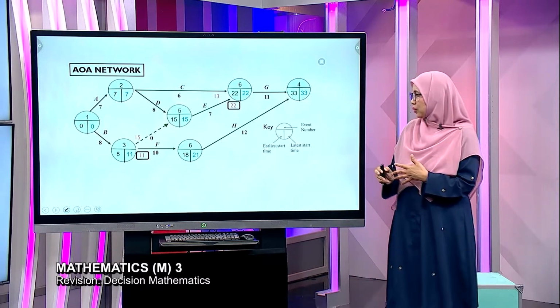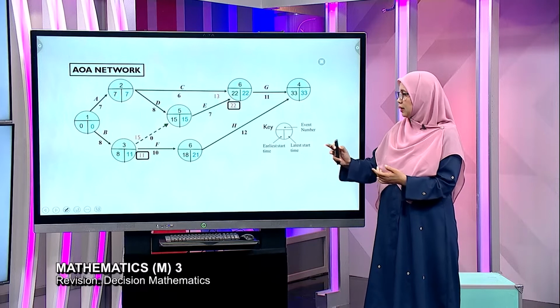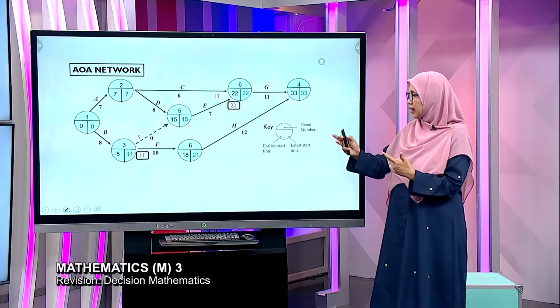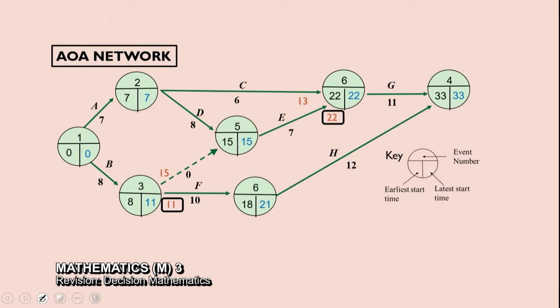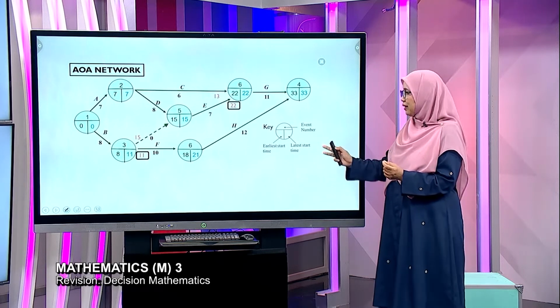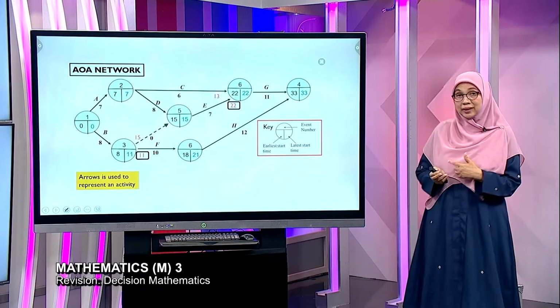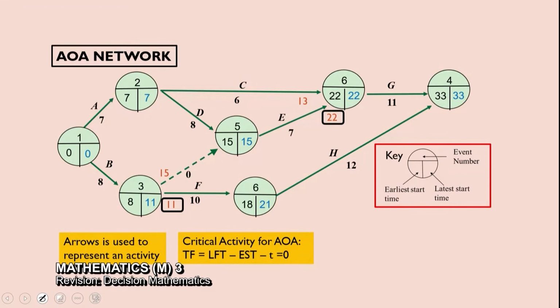We have also the backward pass. Tadi forward, so backward means kita deduct. So 15 minus 0, 15, 21 minus 10, 11. Again, you choose the shortest duration. Okay. Again, key. Jangan lupa, key. And then to find arrows again to show the activities.